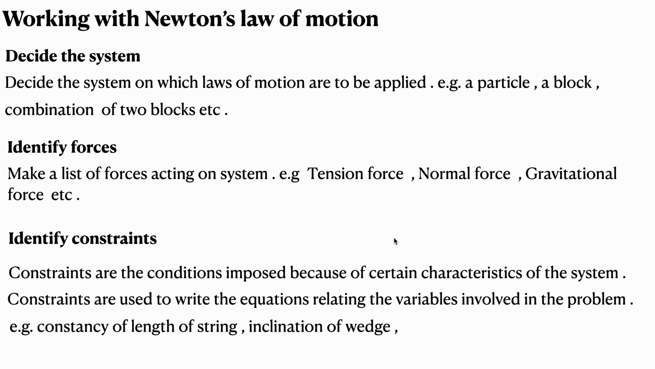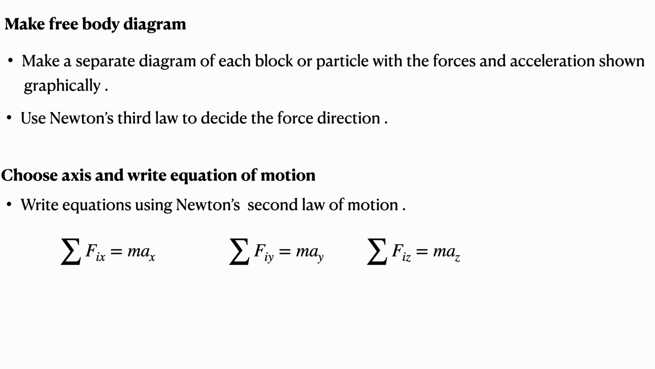Constraints are the conditions imposed because of certain characteristics of the system. Constraints are used to write equations relating the variables involved in the problem. For example, the constraint can be constancy of length of a string or inclination of a wedge. The next step is to draw the free body diagram. Make a separate diagram of each block or particle with the forces and accelerations shown graphically. Using the third law of motion, we can decide the direction of forces acting on the blocks.